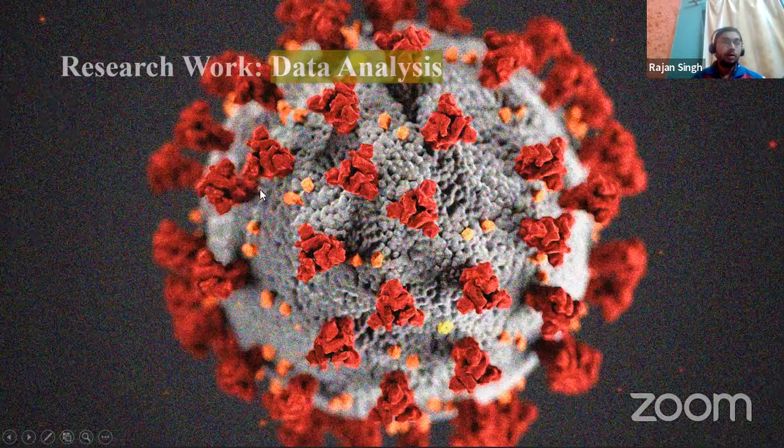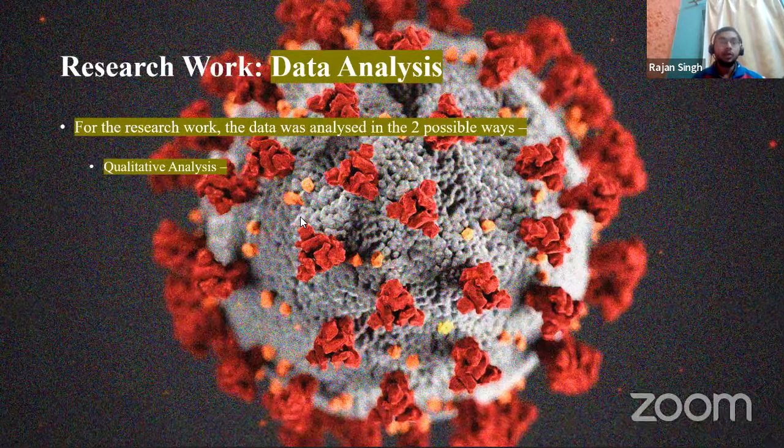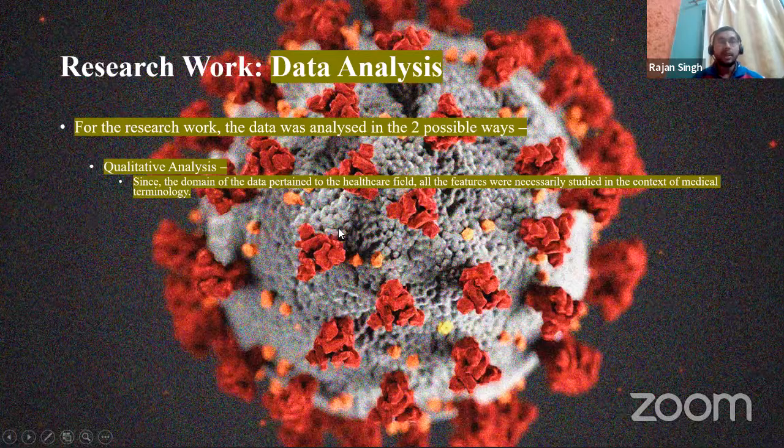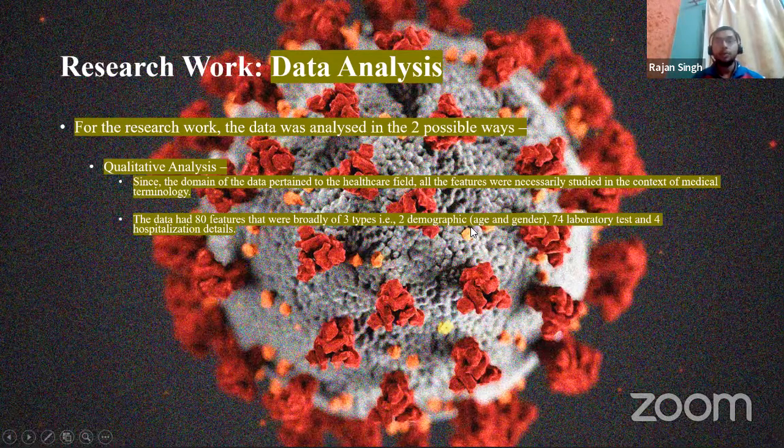For the qualitative analysis, we looked at every feature, the biomarkers, and we studied them in the context of medical terminology. The data had 80 features that were broadly of 3 types: 2 demographic, age and gender, while there were 74 laboratory tests and 4 hospitalization details. The target label was the final outcome, either the patient died or survived, and the 74 lab tests were carefully studied for their medical significance.